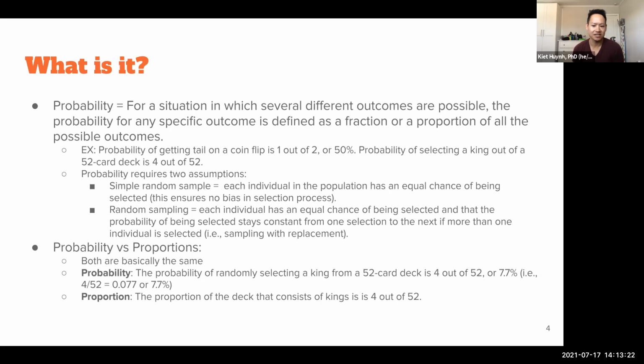There are 4 kings in the deck of cards. So for any random card you select, the probability of it being a king is 4 out of 52. You could also make this a proportion question, asking what proportion of the cards consists of kings. There are 4 cards that are kings out of 52. So the proportion of the deck that are kings is 4 out of 52. So you see, it's basically the same thing, and it just depends on how the question is being asked.